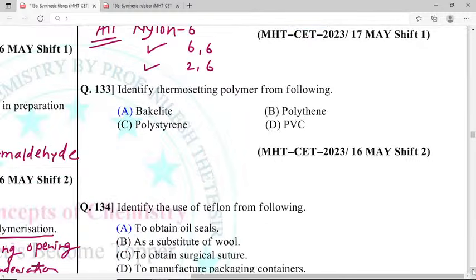Identify the thermosetting polymer from the following. Bakelite is the example of thermosetting. So many times the same question appears. That's a thermosetting polymer, Bakelite. Polythene, PVC, polystyrene are all thermoplastic polymers. The remaining options are thermoplastic polymers.